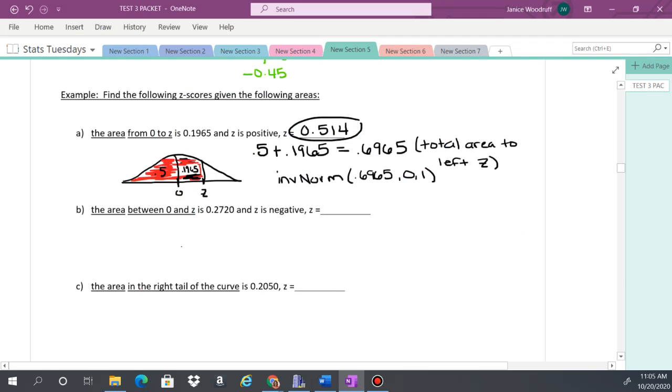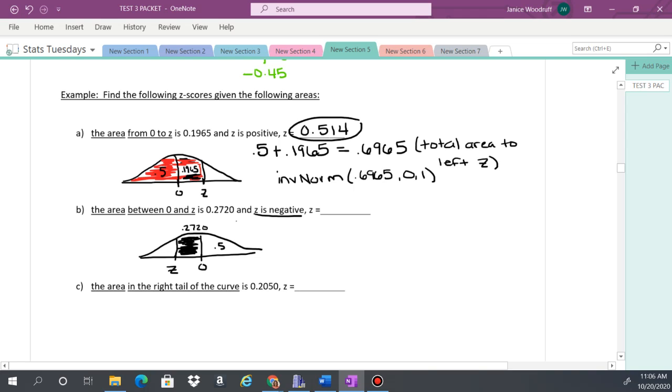Okay, so then we have another one similar, except this time z is negative. So here you're going to have the area between 0 and z, so here's 0, and z is negative, so z is over on this side, and that area is 0.2720. So here's 0.2720. This side is 0.5 over here, which means the rest of this would make up the 0.5.